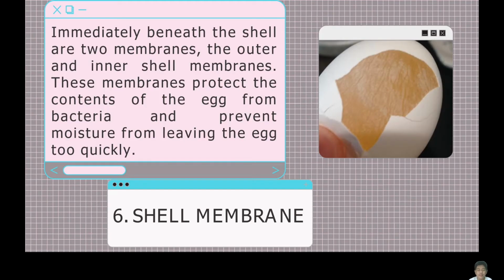Next one is shell membrane. Immediately beneath the shell are two membranes, the outer and inner shell membranes. These membranes protect the contents of the egg from bacteria and prevent moisture from leaving the egg too quickly. So the function of the shell membrane is to protect the contents of the egg from bacteria and prevent moisture from leaving the egg too quickly. So this is the shell membrane.